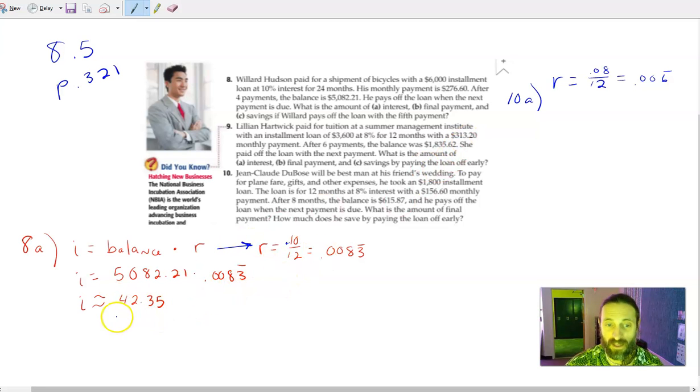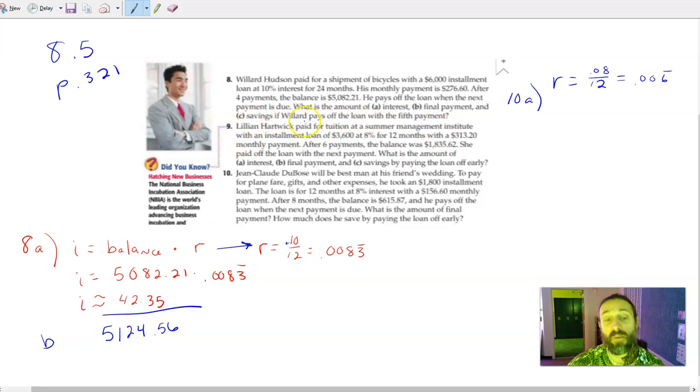Your final payment, part B, would be to add those two numbers together. So if you take 5082.21 plus 42.35, that means my final payment, if I'm going to pay it off all at once, is 5124.56, right?